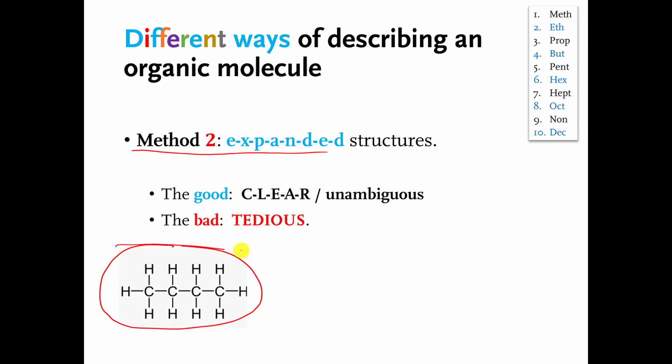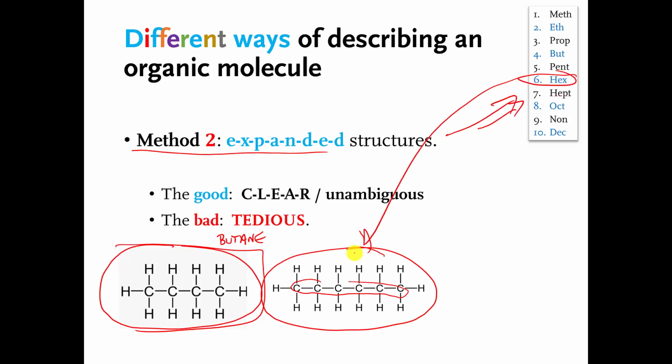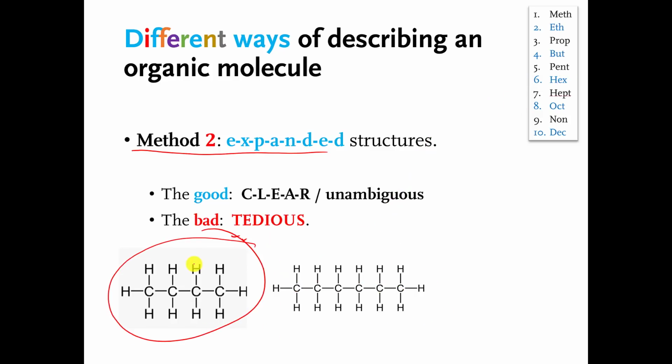You can pause the video and refer to your sheet of paper and figure out what its name is. On pausing the video, this is butane. This is also an expanded structure. You can pause the video and think about what the name of that molecule is. You can refer to that table over there. Well, it looks like 6 carbons in a row in this organic molecule, so that must be hexane. This is the expanded structure for hexane, and this is the expanded structure for butane.